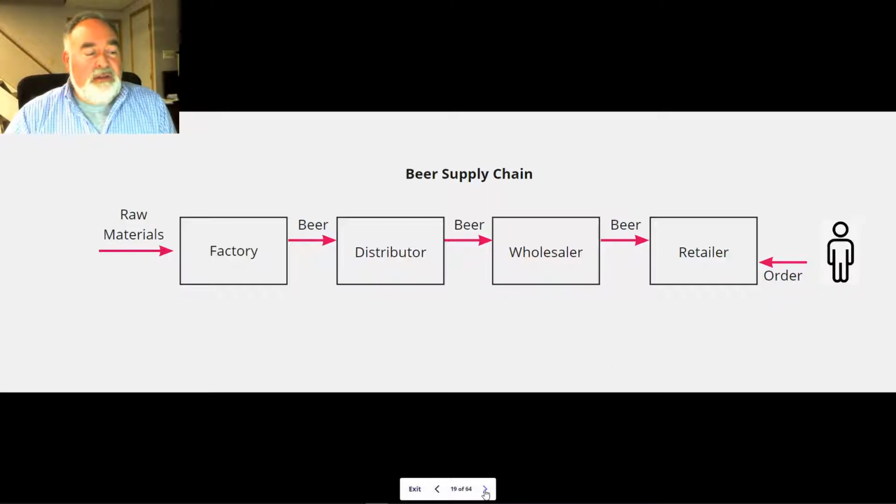The retailer then, if they can, fills the order and gives the person their beer. And as far as the person knows, if they're not familiar with what supply chains are, they think that's sort of how beer is made. I go to the store, I buy beer, and we're done.